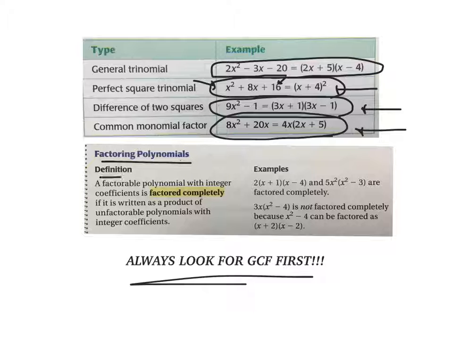Factoring polynomials has a definition. A factorable polynomial with integer coefficients is factored completely. You're going to see those words all day. If it is written as a product of unfactorable polynomials with integer coefficients. So when it's written like this or like this and you cannot factor it anymore, they're called factored completely. This one down here is not factored completely because you have a difference of squares inside that you can break down, x plus 2, x minus 2. So today's goal is to factor everything completely.